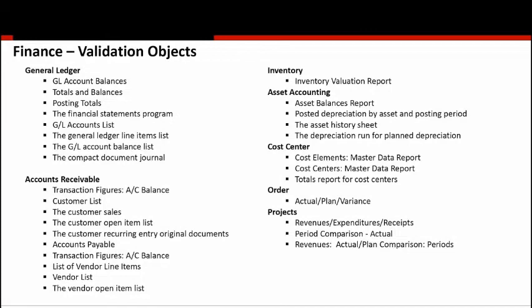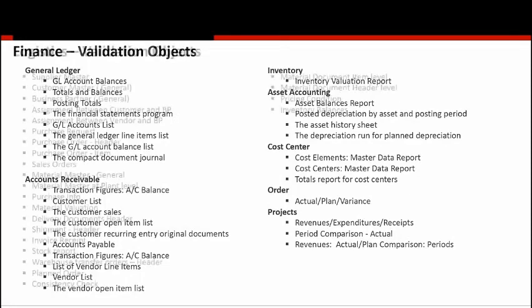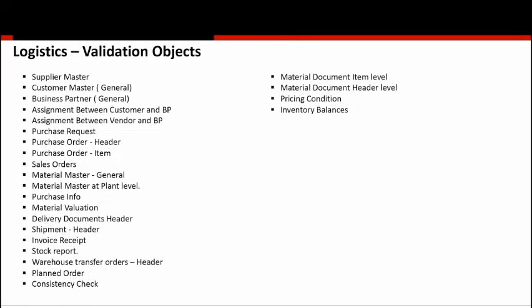So there is a logic behind how these validation objects are chosen, and we go in sequence and the validation happens, both on the finance and the logistics side. So if you see, it pretty much touches every area in the ERP system where these validations will have to happen. So once these validation reports come back green, then you're good to go.